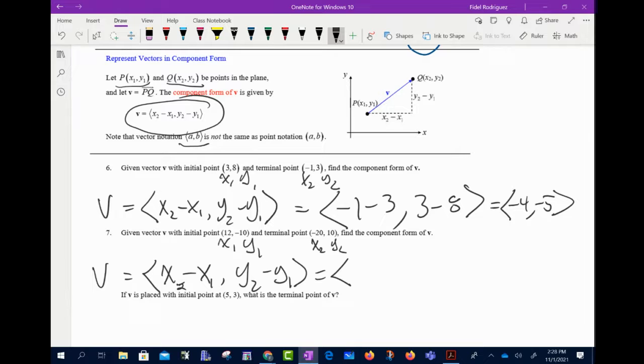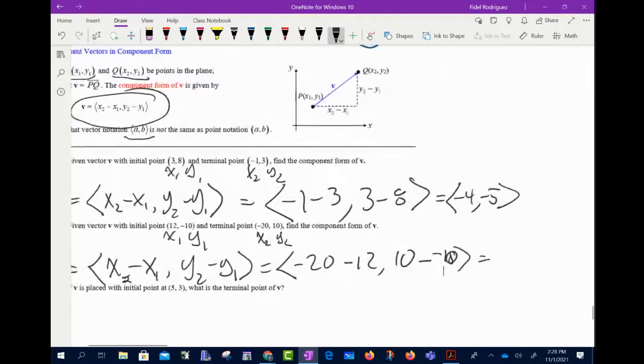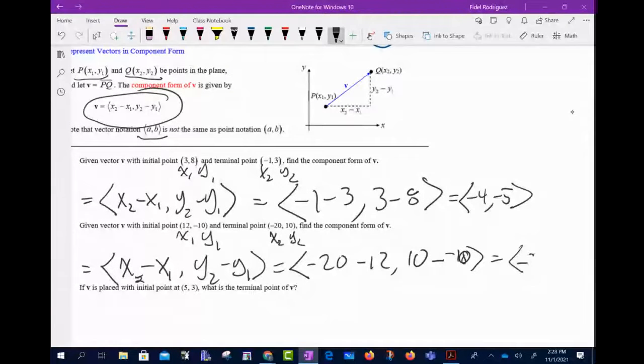So let's go through. We're going to do a little plug and chug here. So our x2 is negative 20 minus my x1 is a 12. My y2 is a 10 minus my y1 is a negative 10. So this is going to give me negative 32, and everybody agree minus and minus makes plus, positive 20?